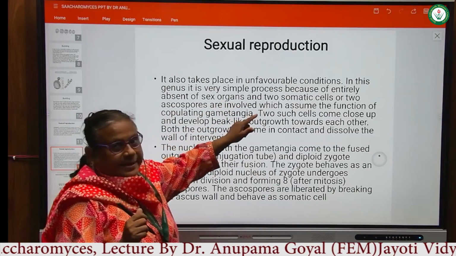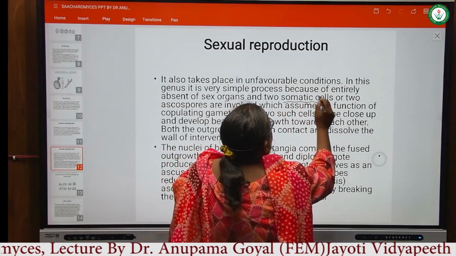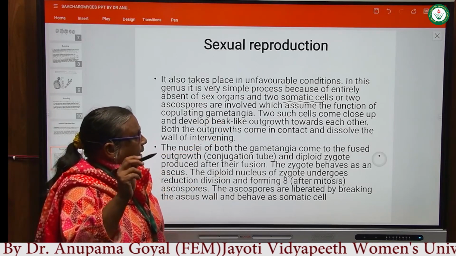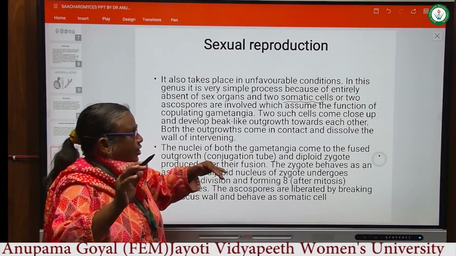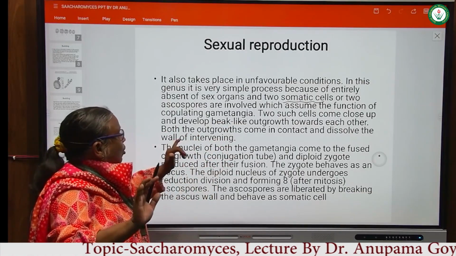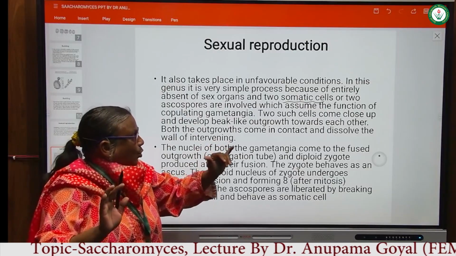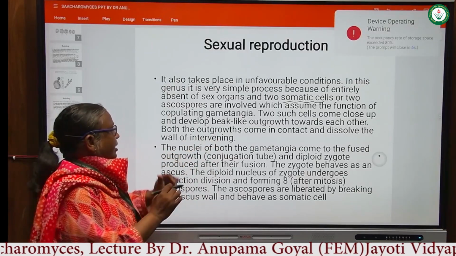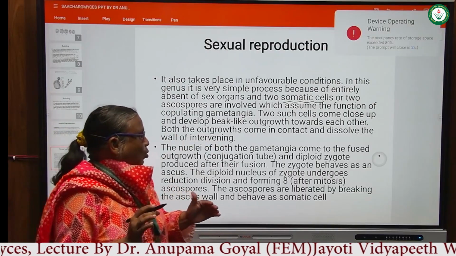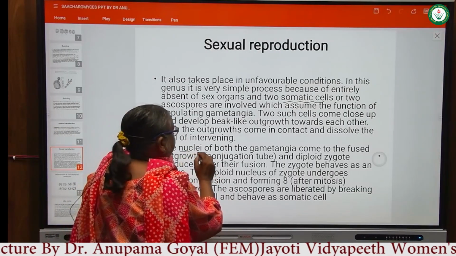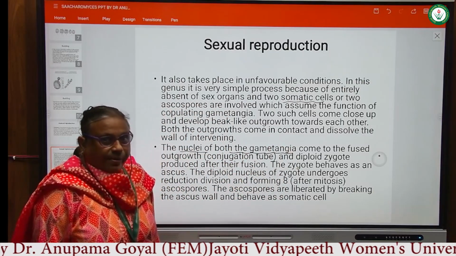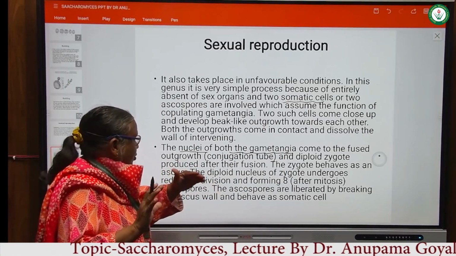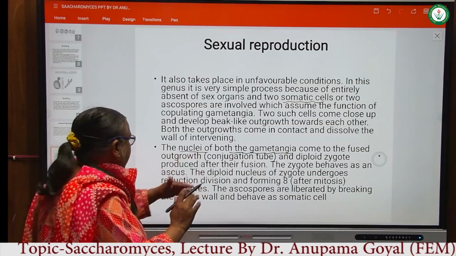Two somatic cells, here I underlined it, or two ascospores are involved, which assume the function of copulating gametangia. Two such cells come close and develop beak-like outgrowths towards each other. Both the outgrowths come in contact and dissolve the intervening wall. The nuclei of both the gametangia come to the fused outgrowth, that is the conjugation tube, and a diploid zygote is produced after their fusion.